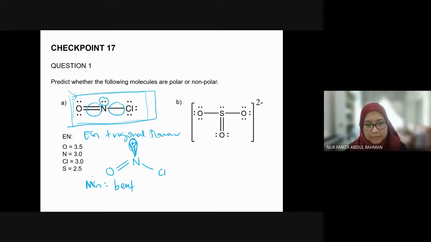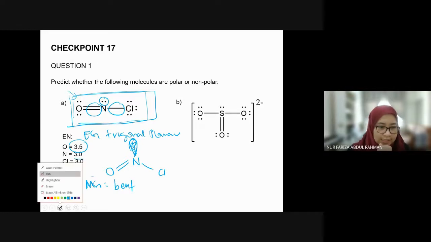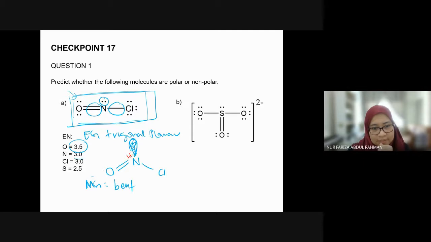So for polarity, in order to determine whether this molecule is polar or non-polar, we have to go for the dipole moment of each bond. Nitrogen and oxygen, which one is more polar? Which one is more electronegative? Oxygen is more electronegative. We have the values here: 3.5 and nitrogen is 3. Nitrogen is slightly positive, and oxygen is slightly negative. So it should be pointing from nitrogen to oxygen. This is what we call dipole moment, for each bond.